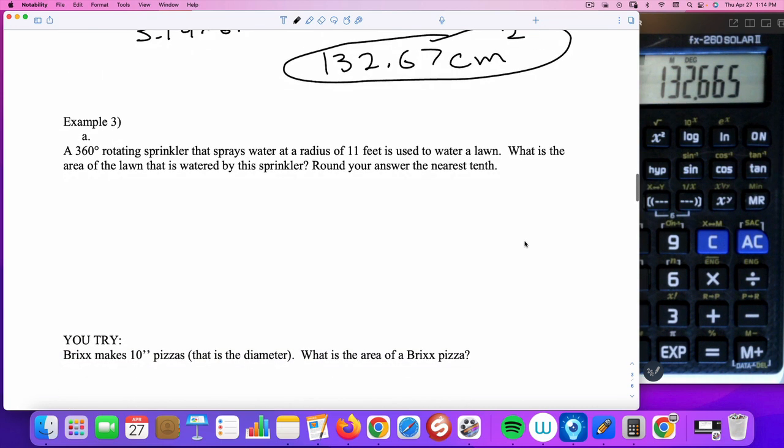Last example, a 360 rotating sprinkler that sprays water at a radius of 11 feet is used to water a lawn. What's the area of the lawn that is watered by this sprinkler? Draw yourself a cool little lawn. It looks like that. It's a circle. That's not a circle. What is that? Now it's a circle. Yay. This is actually just going to be a radius problem like normal. You have a sprinkler at the very center, and it's rotating in this direction. This radius, they said, was 11 feet.